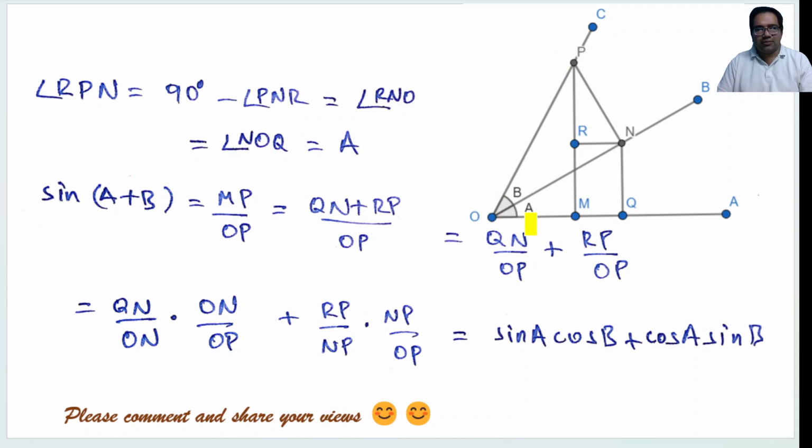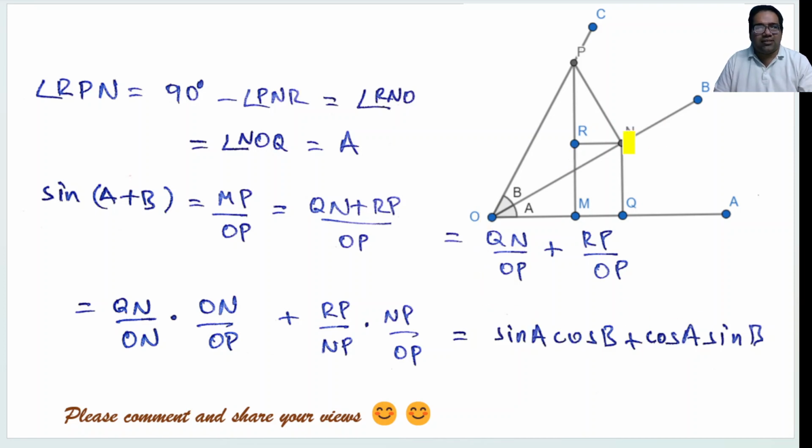This is a right angle triangle, because it is a perpendicular from here to there. sin(A+B) = PM/OP. This is what we want. We have to prove this is equal to sin A cos B + cos A sin B.